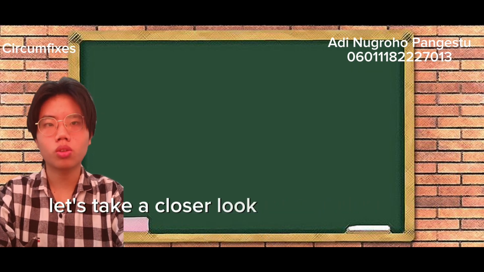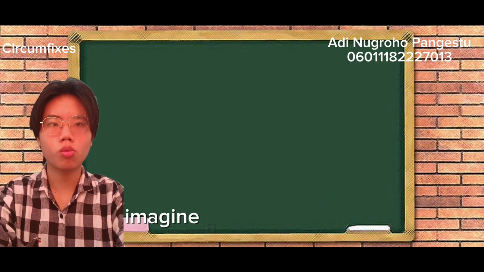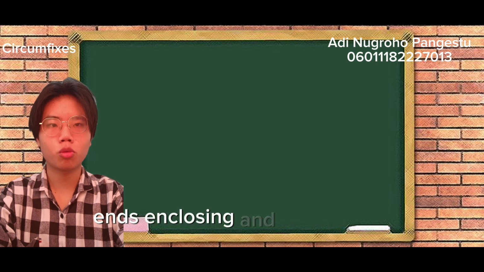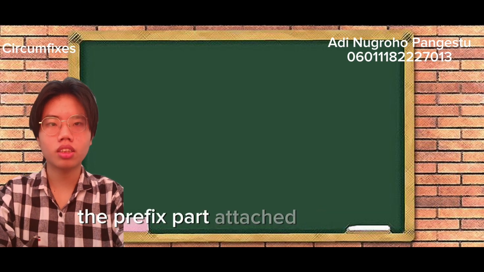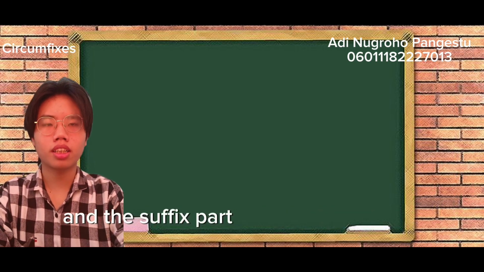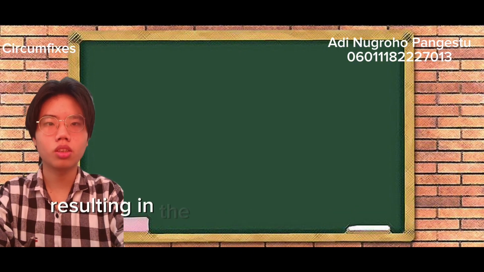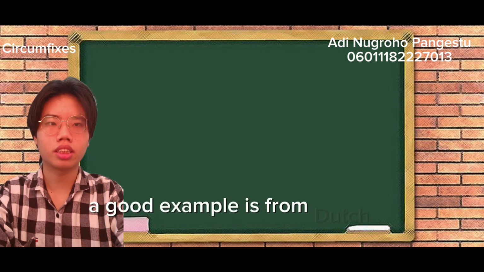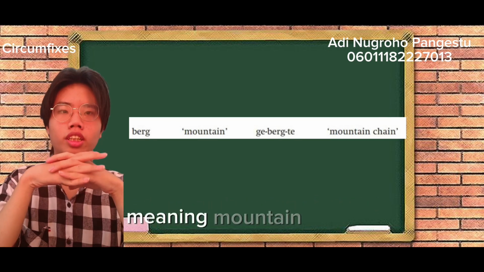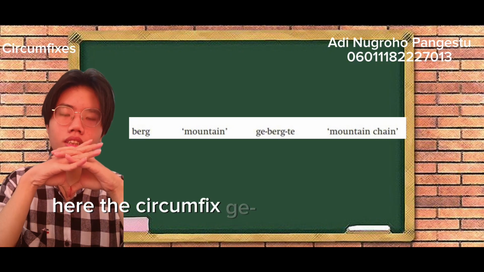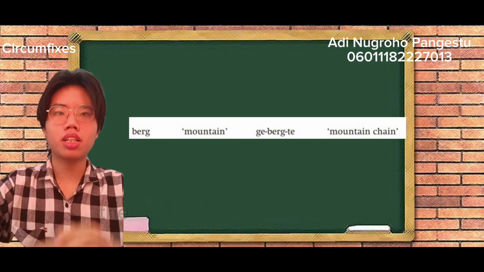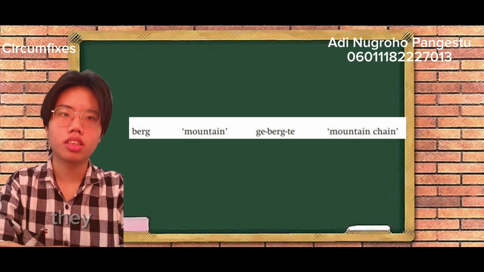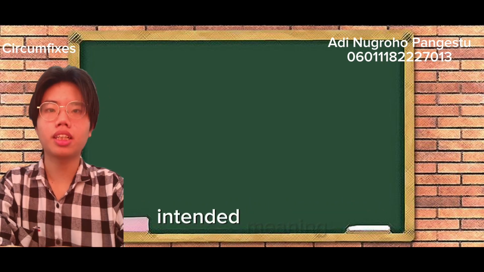Let's take a closer look at the structure of a circumfix. Imagine a word as a core, with a circumfix acting like bookends, enclosing and modifying it. The prefix part is attached to the front and the suffix part to the end, resulting in a new word with a different meaning or grammatical function. A good example is from Dutch, gebergte, meaning mountain chain. Here the circumfix ge-te surrounds the root. The two parts of the circumfix are inseparable. They must work together to convey the intended meaning.